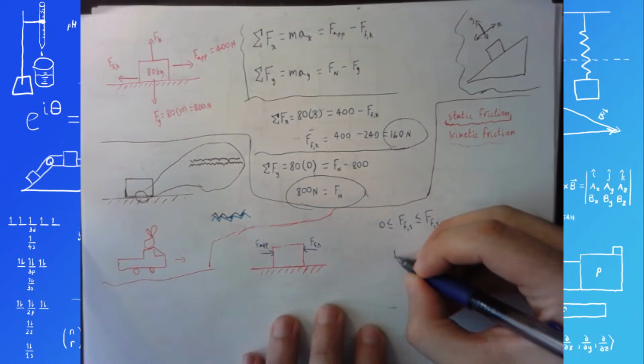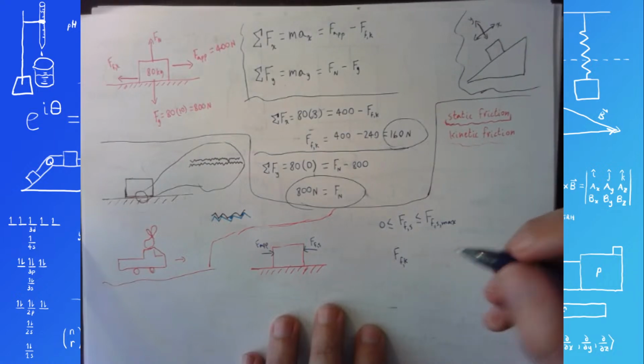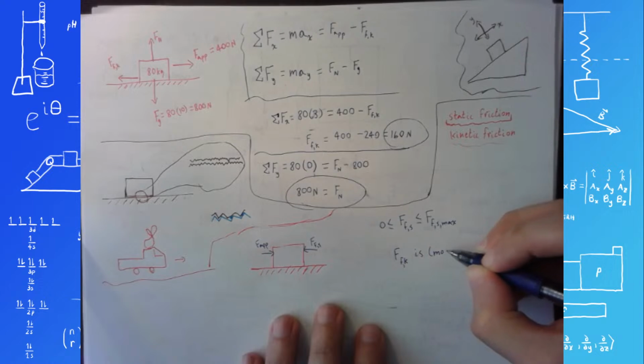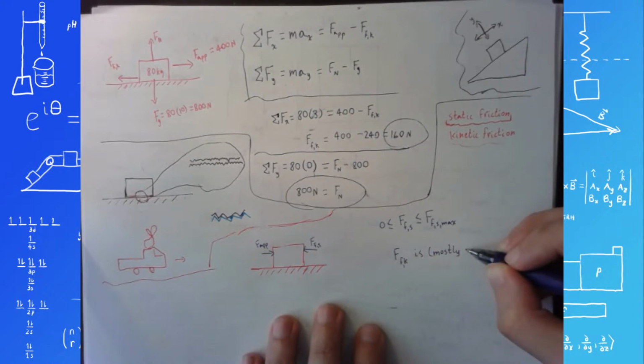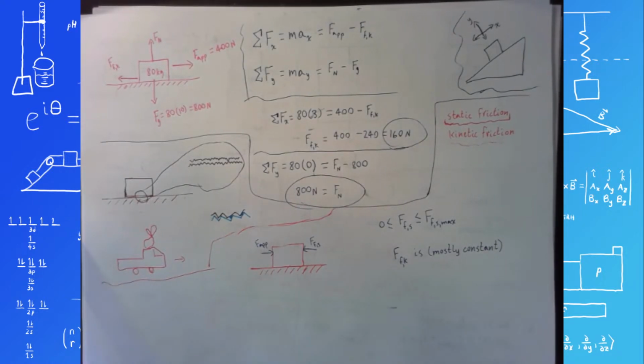Kinetic friction, force of friction kinetic, is mostly constant. I put in parentheses, mostly constant. It's constant enough. But if you want to be super technical about it, it's not exactly constant. We can get away, like 99.9% of the time, with thinking of kinetic friction as being constant. At least in AP physics, I would say it's 100% of the time.